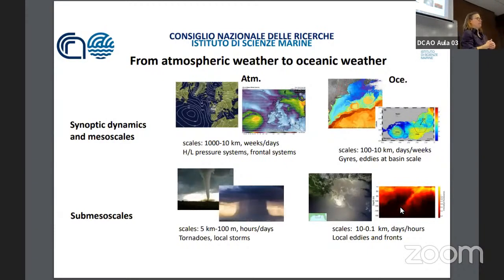Just to give an idea of what we mean when we talk about mesoscale and submesoscale in the ocean, I put some pictures to show some similarities between the atmospheric and the ocean domain. So on the left side, we have what we generally identify as synoptic dynamics and mesoscale in the atmosphere, such as high and low pressure systems or frontal systems that affect us. And in the ocean, on the other hand, we generally identify as mesoscale gyres and eddy basin scales. And so we generally refer to spatial scales from 10 to 100 kilometers and variability over days and weeks.